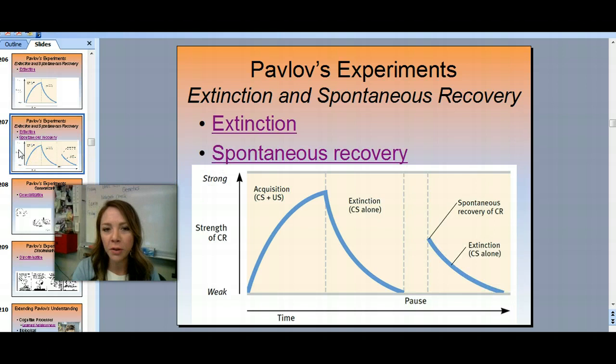So spontaneous recovery: someone said this to me the other day and it was great.